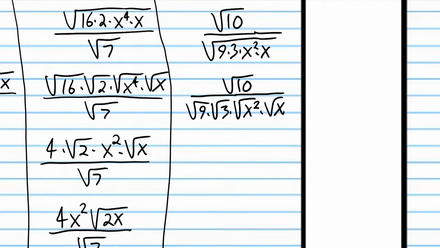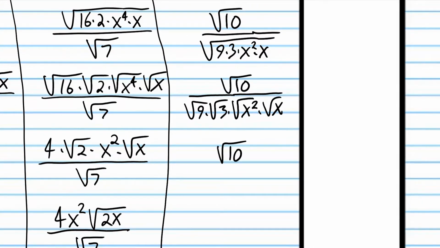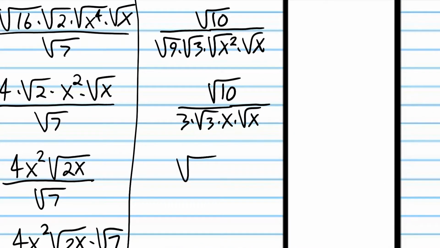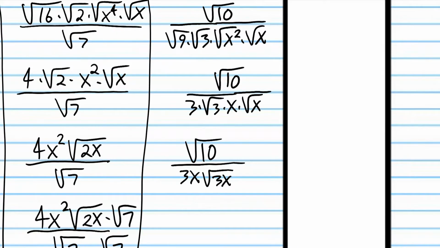And we have root 10 over 3 times root 3 times x times root x. This is all stuff that you should be familiar with because of the previous class. If you don't recognize this stuff at all, that's probably because you didn't do the homework in the previous class. So now we have root 10 over 3x times root 3x. Put everything in the roots back together, and everything outside the roots, you can put them next to each other.